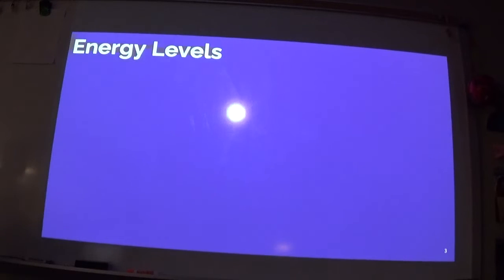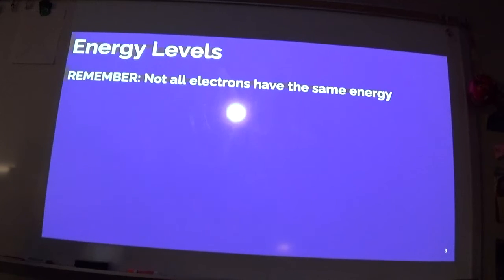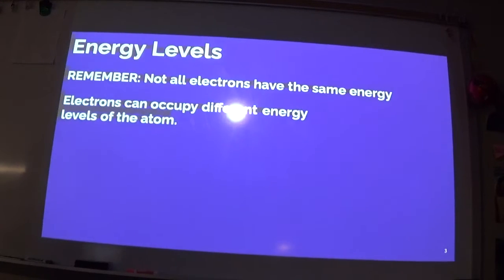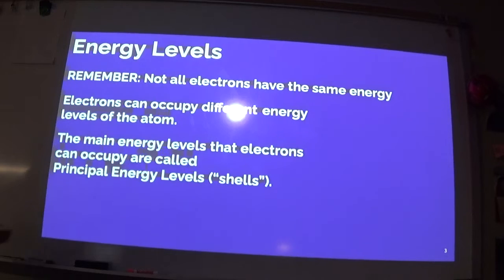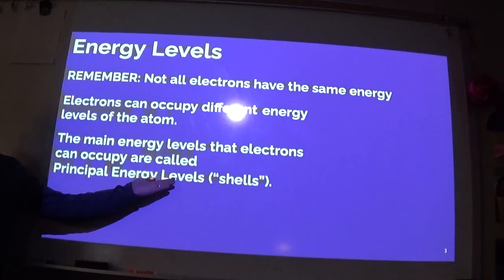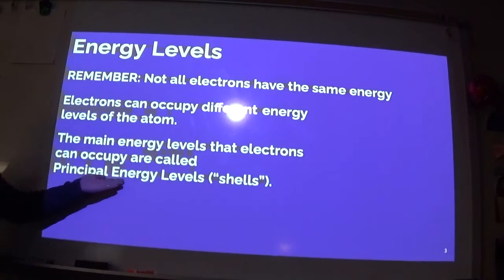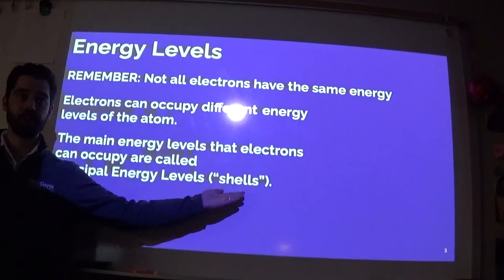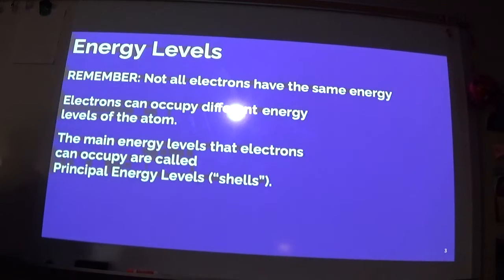So, first thing we need to talk about are energy levels. I've already mentioned that the cloud has energy levels. More specifically, there are 7 of them. Electrons can occupy different energy levels of the atom, and these are known as principal energy levels. So the main energy levels, they're also commonly called shells. So electron shells.